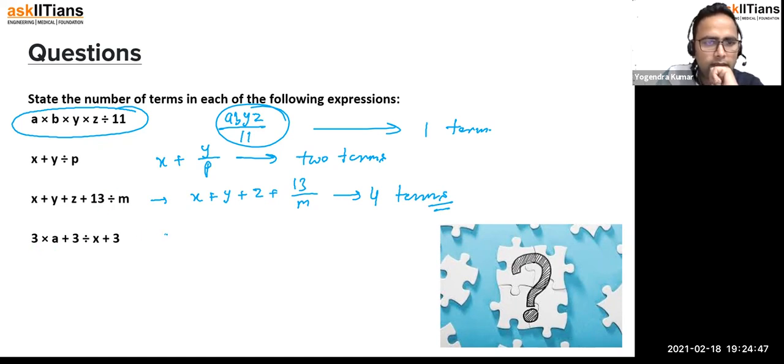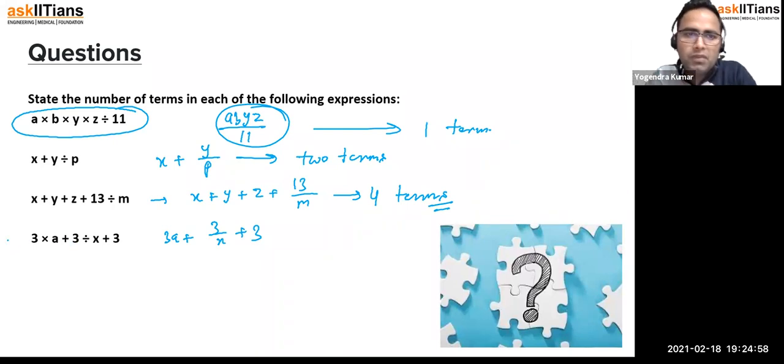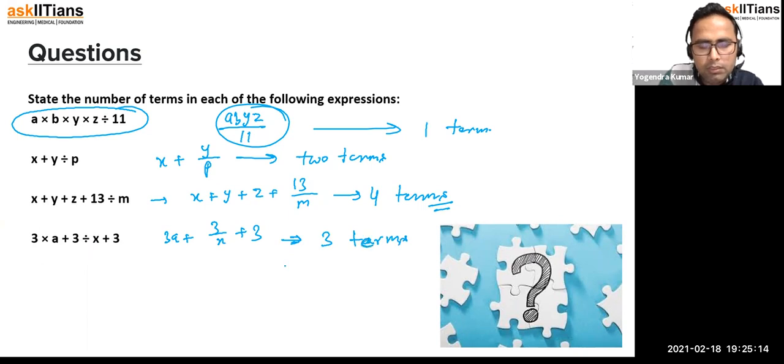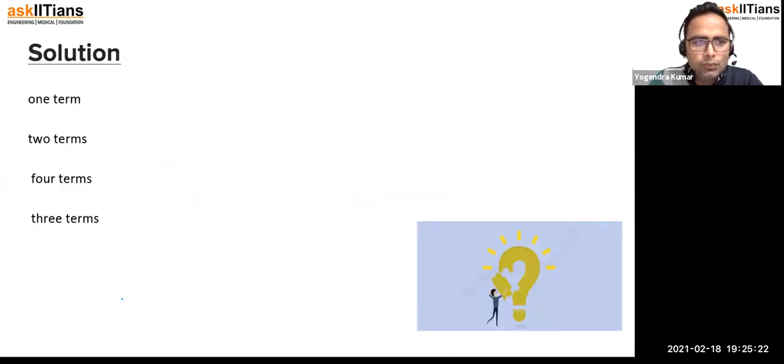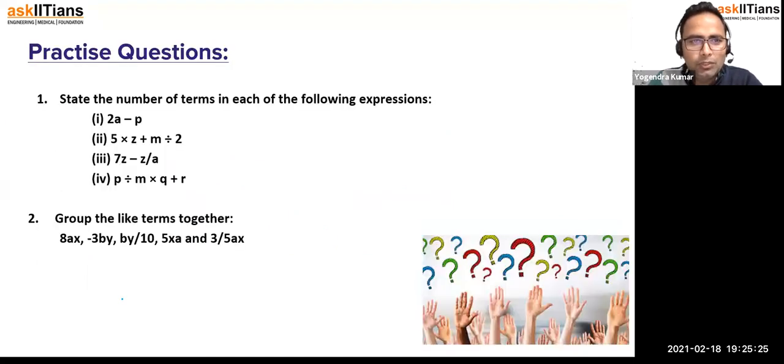Now 3a plus 3 divided by x plus 3. You need to remember that we read from the left side in maths. This is very, very important. I think you know this already, but listen again. Always we read from left to right. Remember that. So how many terms are there? 3 terms. We have 3 terms here, right? Got it? I hope it is clear. 1, 2, 4, and 3 terms are there, right? I hope you are understanding this.